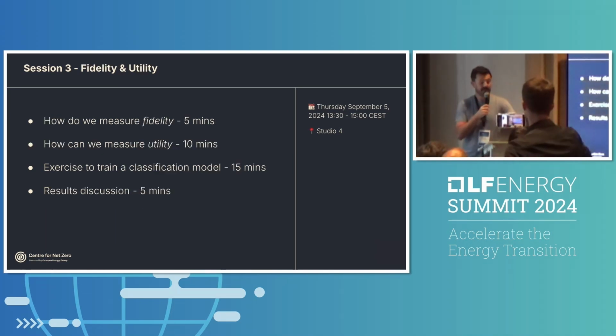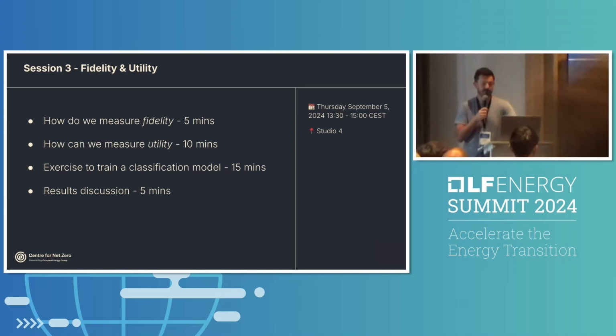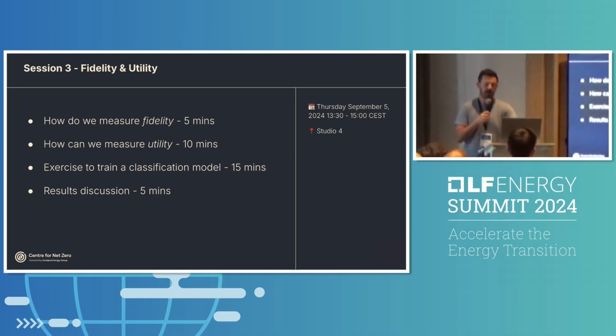And then fidelity and utility, we'll run through the methods we use to measure fidelity. There are normal statistical methods, but there are also metrics we came up with specific to smart meter data, which is quite interesting. And utility, a couple of methods we use to try and benchmark how useful this smart meter data is, and then potentially get on to training a classification model, which is how we do utility on this data. So that's what we're planning to do.